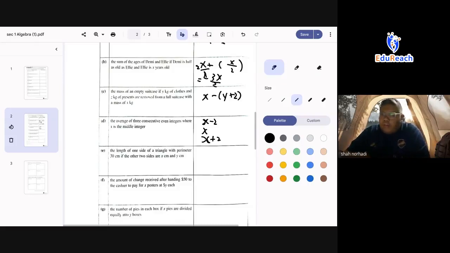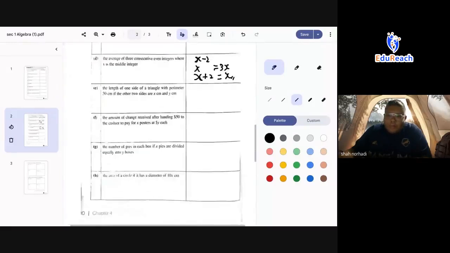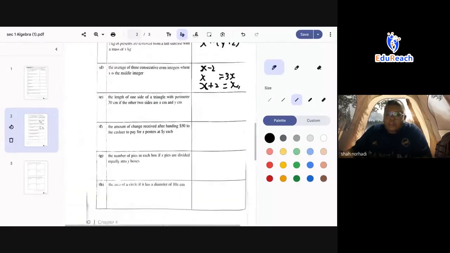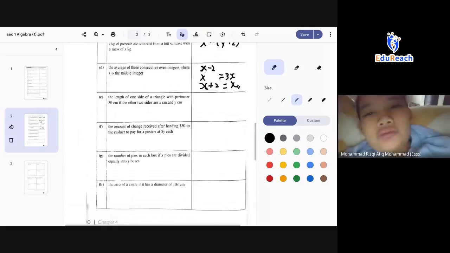Now, in order to find the average, what must you do? You need to add them up, right? And then you divide by 3. So can you add all these up first? Then divide by 3. Yes. Answer is x, correct. Next. Can I do the rest myself? Yeah, carry on.